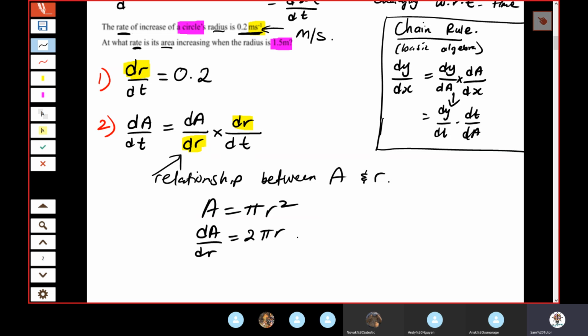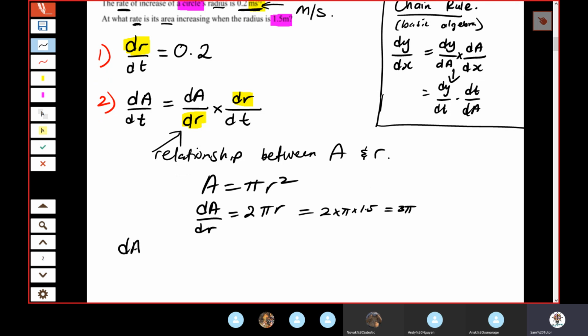I think we know what we're going to do, right? Equals 2 times pi times 1.5, which is 3 pi. So dA on dt equals dA on dr, which is 3 pi, times dr on dt, 0.2, and you're done. Questions? I don't like to write it in decimals if I don't have to, so that's exact.